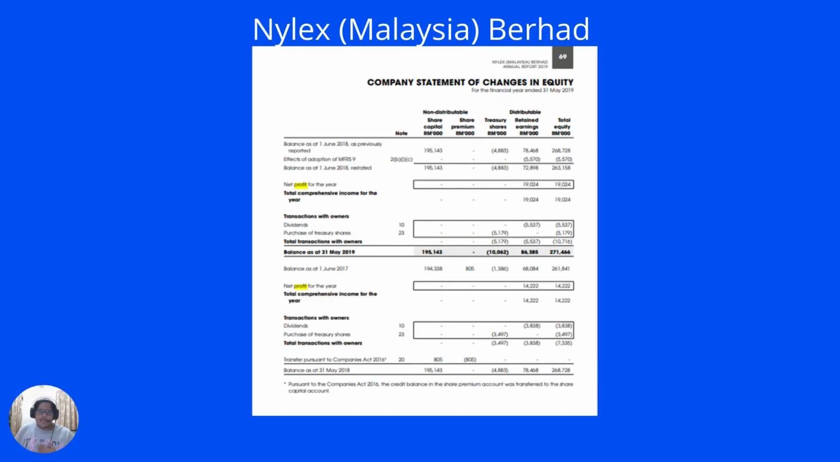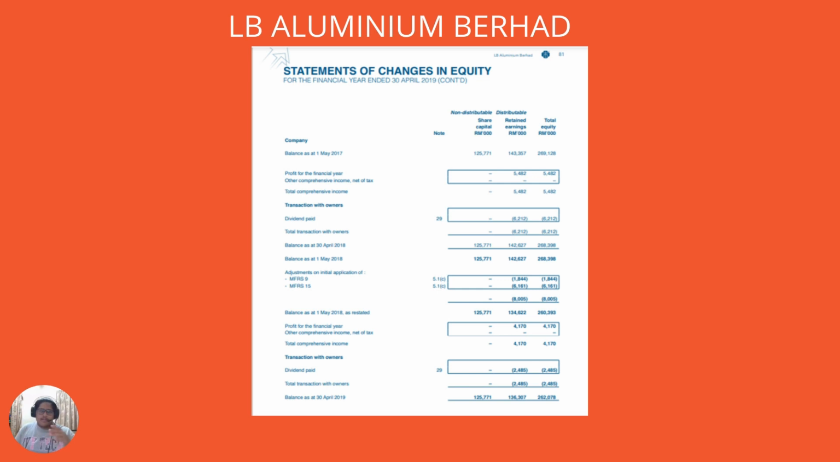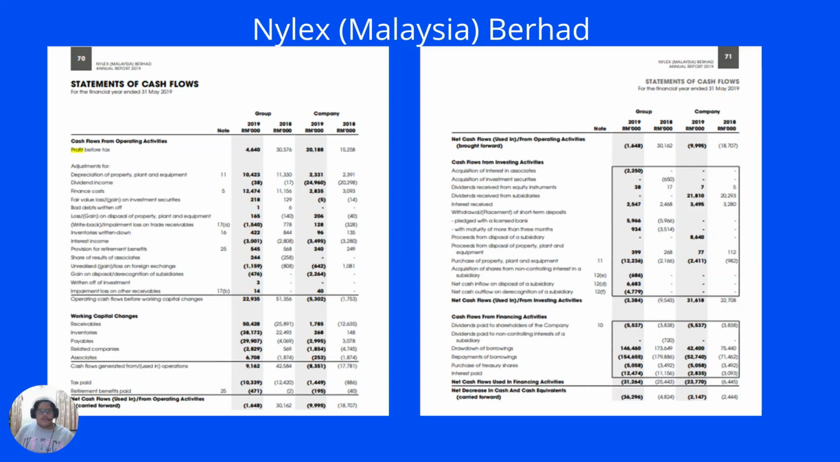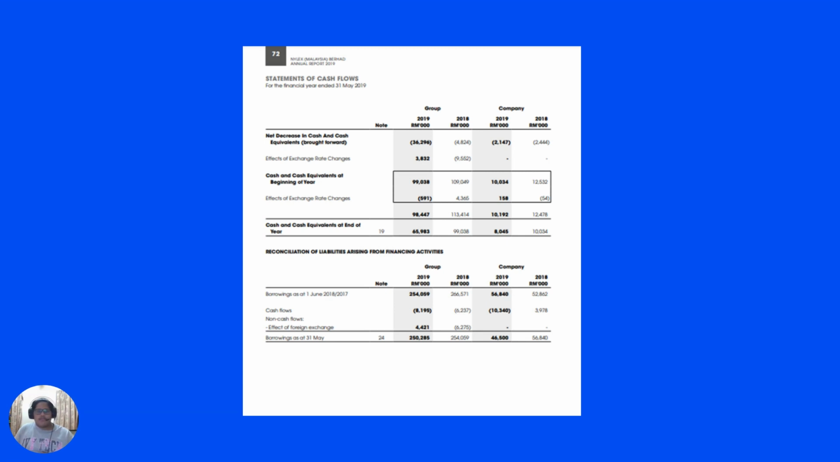Okay, for the statement of changes in equity, this is the NYLEX example. You can see the statement is closed on 31 May 2019. And this is the example of LB Aluminium Berhad. Okay, this is the example of the cash flow of NYLEX Malaysia Berhad. You can see they close on the same day, 31 May 2019.